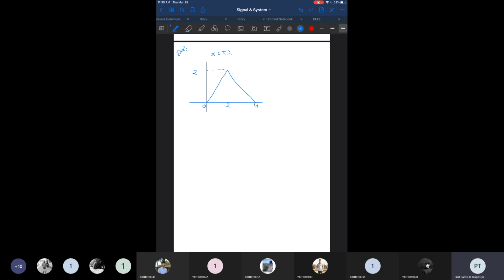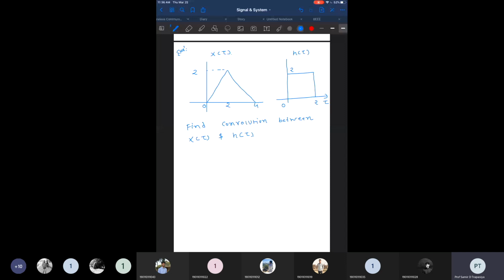There is another signal which is the h of tau signal, and this h of tau signal is a rectangular function starting from 0 to 2, and its peak amplitude is 2. This is the h of tau signal, and here it is asked to find the convolution between x of tau and h of tau, right?